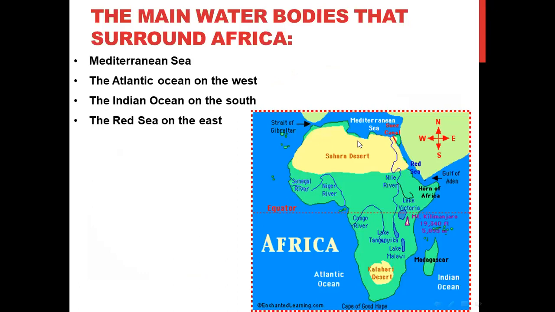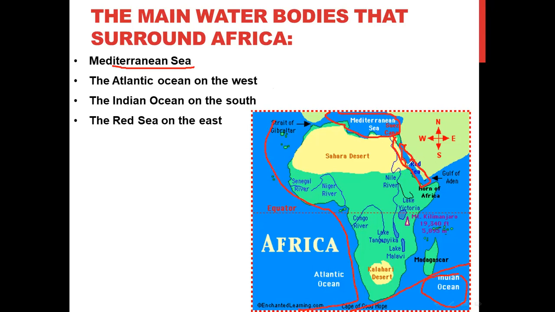The main water bodies that surround Africa. This is Africa. And what are the seas or the oceans around it? First, we have the Mediterranean Sea, in Arabic, we call it البحر المتوسط. It is on the north of Africa, right here. And then we have the Atlantic Ocean on the west. So it's surrounded with water. And then to the south, we have the Indian Ocean. But in the east, we have the Red Sea right here, which is the same sea that we have in our Jeddah, in our country. So here is Saudi Arabia and here is Jeddah.